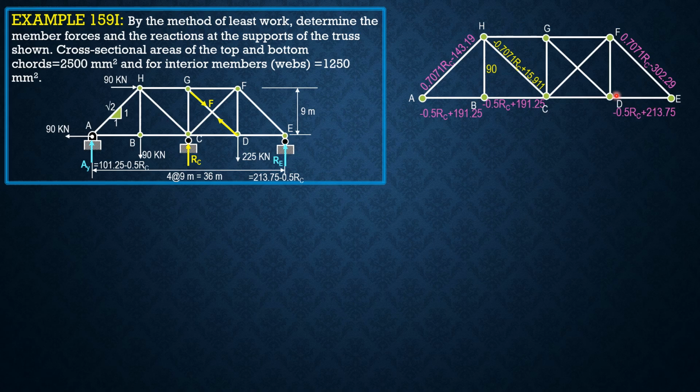Then you proceed to joint D, summation of forces vertical to solve for DF. Remember, there is a force of 225. Summation of forces X, remember this is F, for CD is negative 0.7071 F minus 0.5 R sub C, then plus 213.75. Then summation of forces vertical, you will have for DF negative 0.7071 F plus 225. And remember this is F.